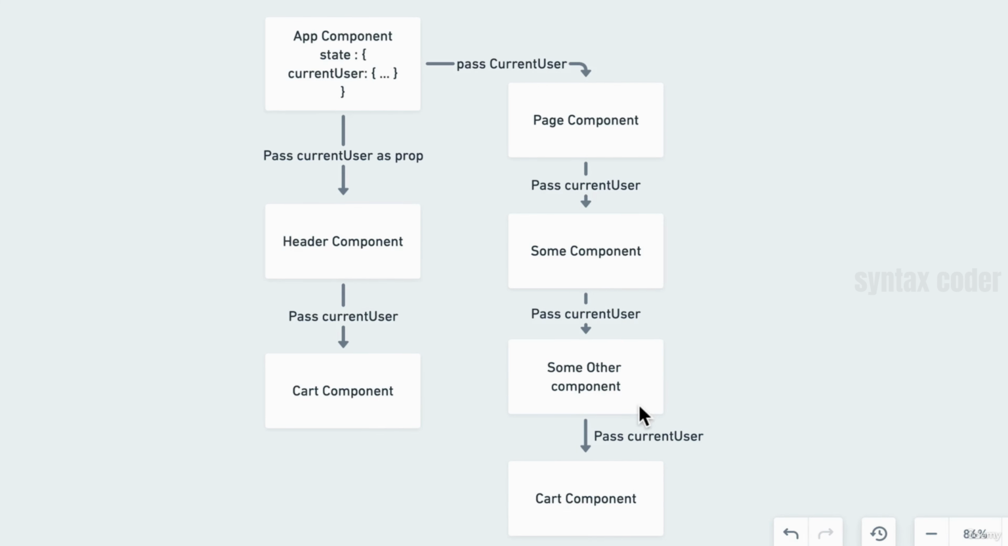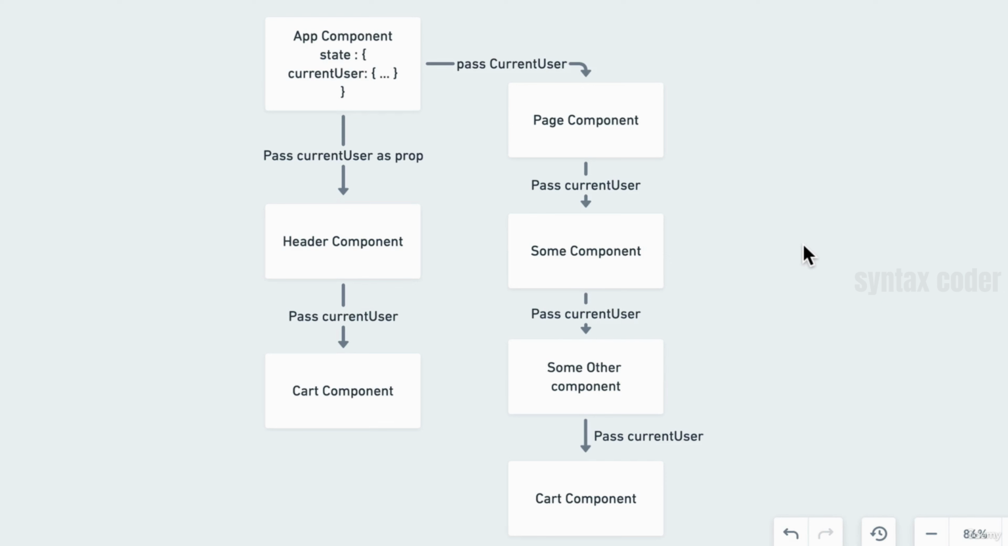It conflicts with our concept of unidirectional data flow. Because with unidirectional data flow, we always want the state to be the single source of truth. We want one state, in fact, to be the single source of truth. That's why we were putting our current user in our app component, because we would still just pass it through all of our components.